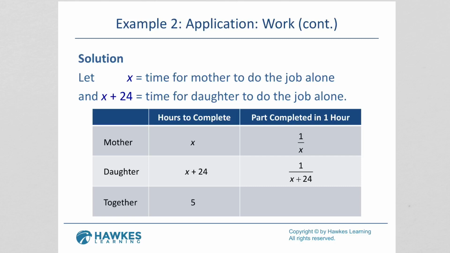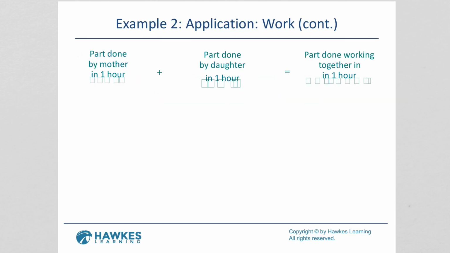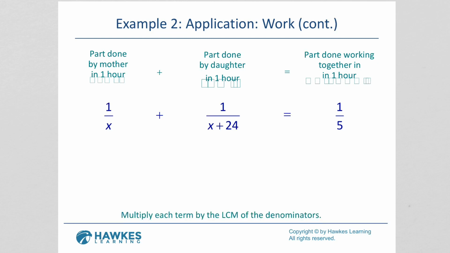And then we know that together they can complete the job in 5 hours. So the part completed in 1 hour for them together is 1/5. So the part done by the mother in an hour plus the part done by the daughter in an hour is going to equal the part done working together in an hour. So we have 1 over x plus 1 over x plus 24 equals 1 over 5. We're going to multiply everything by the least common multiple of the denominators, which will be 5x times x plus 24.